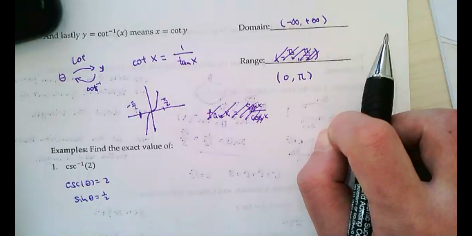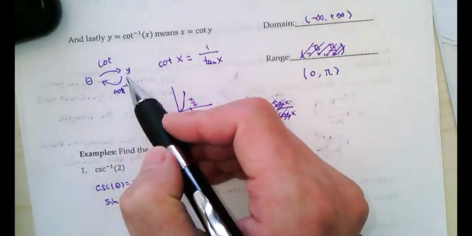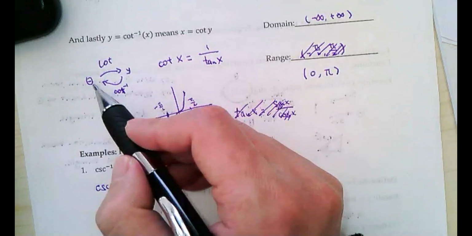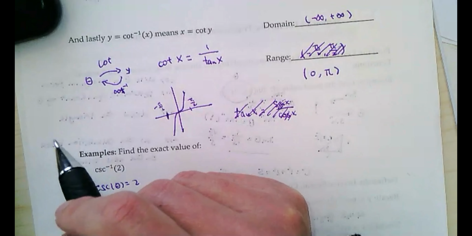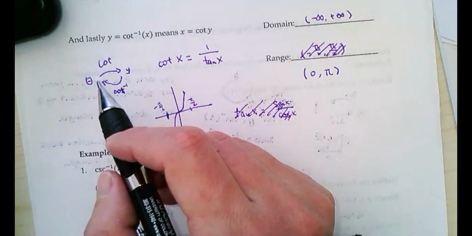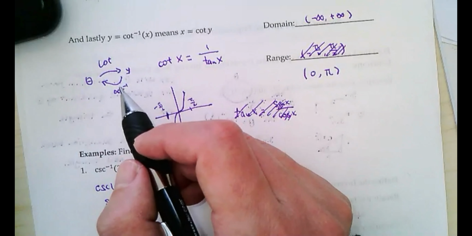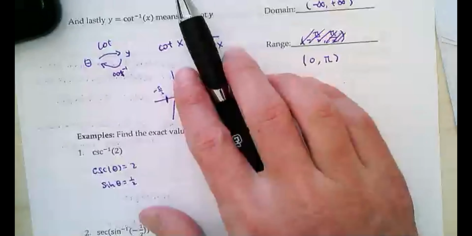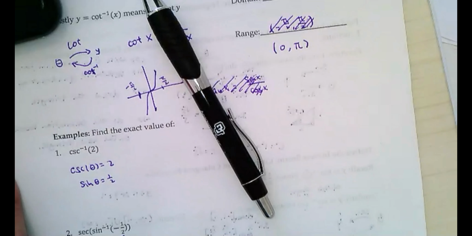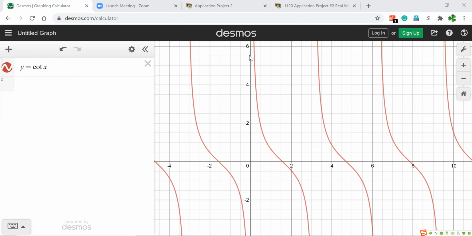Okay, so let me repeat the key idea. Cotangent maps from angle to value, inverse cotangent maps from the value back to the angle. And we want to find an area where it is restricted so that it is 1 to 1. However, according to our Desmos graph, the best area is to restrict ourselves from 0 to pi. Okay, so that this is a complete part. This is 1 to 1.